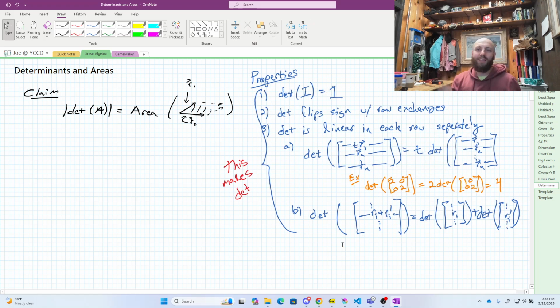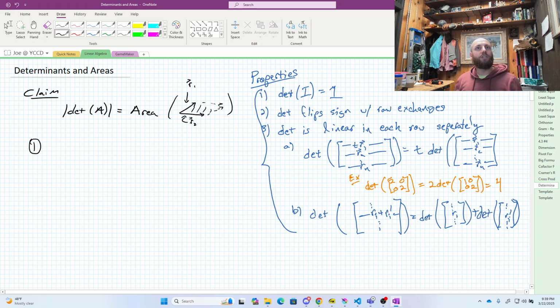So what I'm going to do is make this other claim. I'm going to say these three properties make the determinant, and then I'm going to show that these three properties are basically satisfied for this area. And then because it's unique, it must be the same thing. So what that means is I just need to essentially check these three things, right?